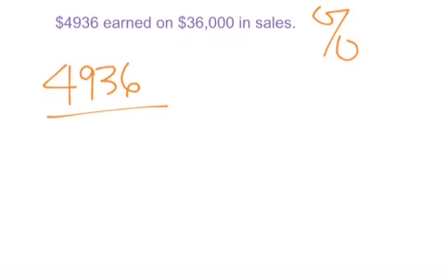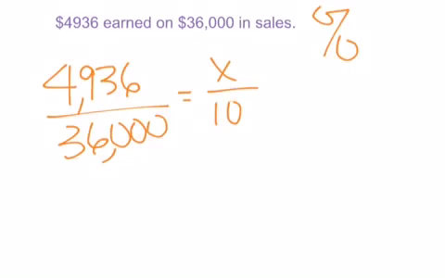Okay. So next one is I earned $4,936 on a $36,000 sale. So what is my commission rate? I'm looking for my percent and commission. So I earned $4,936 out of 36,000. We're looking for our percent, so x out of 100.